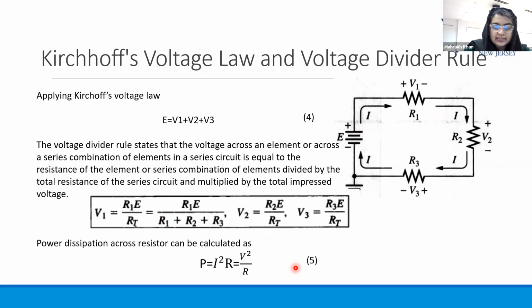The other thing is that we need to find power dissipation, right? Power dissipation across resistors can be found if there is a single current flowing. You just need to know the current and multiply it with the resistance, or if the voltage is known to you, you can just do V squared over R. So that's how you find power dissipation across the resistors.